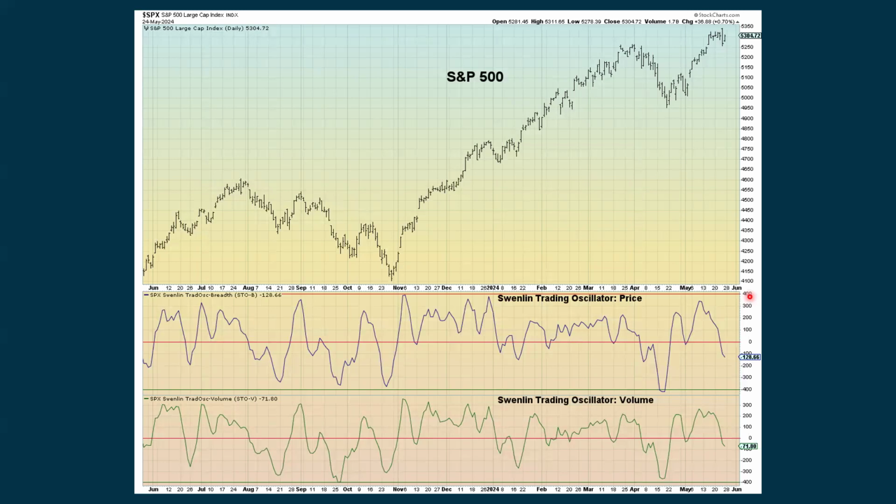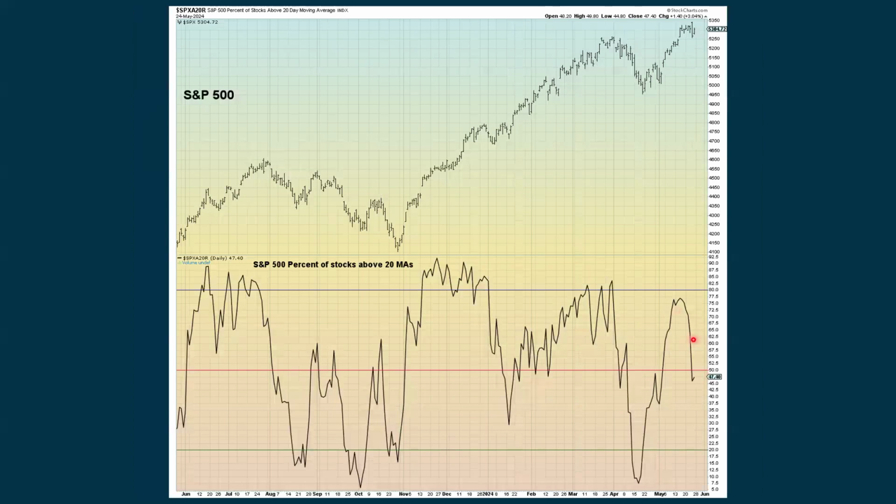It's called the Swenlin trading oscillator, developed by Carl Swenlin. He also developed the PMO, the price momentum oscillator, and the studies that go with that. As we were going up here, we started to see the Swenlin trading oscillator going down, and now it's dropped below zero. So it's negative based on price. It's also dropped below zero based on volume. This is a concern to us. We see a couple of good days to the upside. This could probably change, but for right now, this is a negative sign.